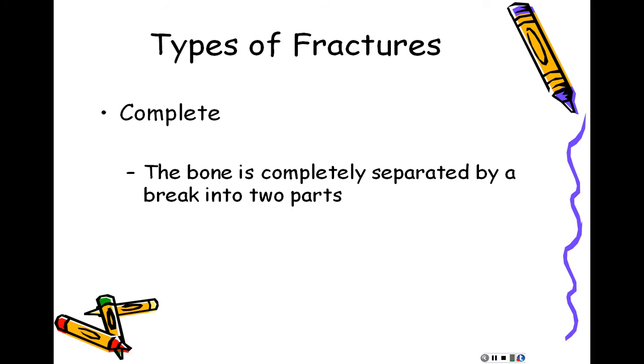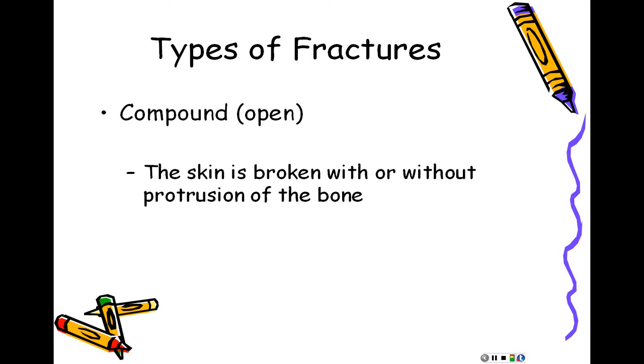We have a complete fracture. A complete fracture is when the bone is completely separated by breaks and it is in two parts. We have a compound fracture or an open fracture, and this is when the skin is broken, and it may be with or without protrusion of the bone.